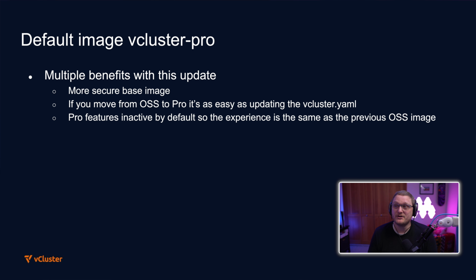And now the default image is the vCluster Pro image. So there's multiple benefits with this update. So there's a more secure base image. If you're moving from OSS to Pro, it's easier to update from the vCluster YAML because all you have to do is enable those Pro flags. And then Pro features are inactive by default. So the experience is the same as using the previous OSS image. It just makes it easier to migrate if you need to, and then it puts everything in the same place so that you're not changing your vCluster YAML if you make that update to Pro.